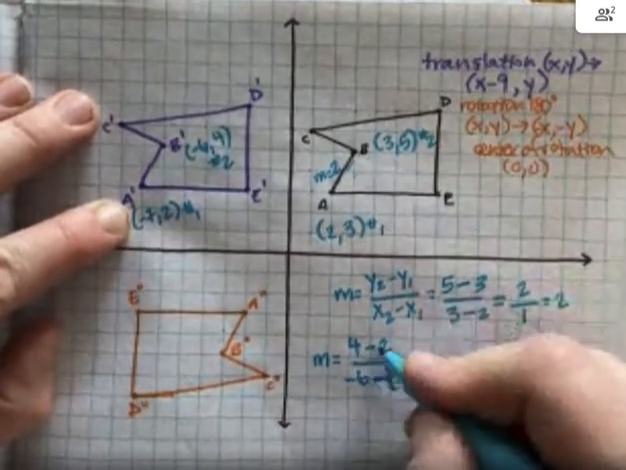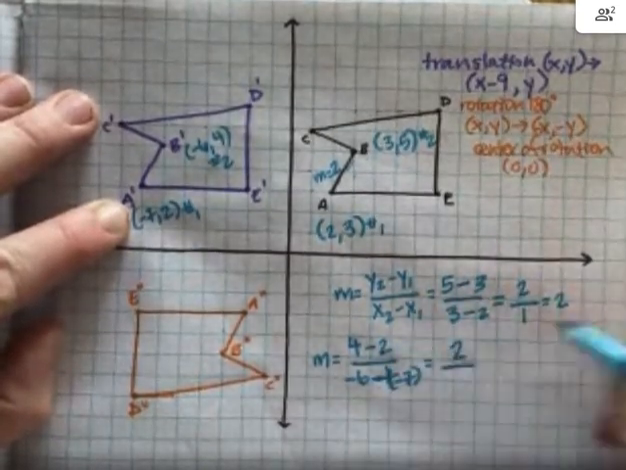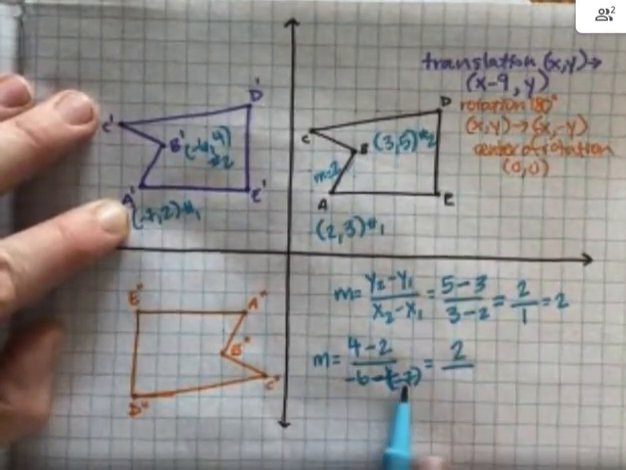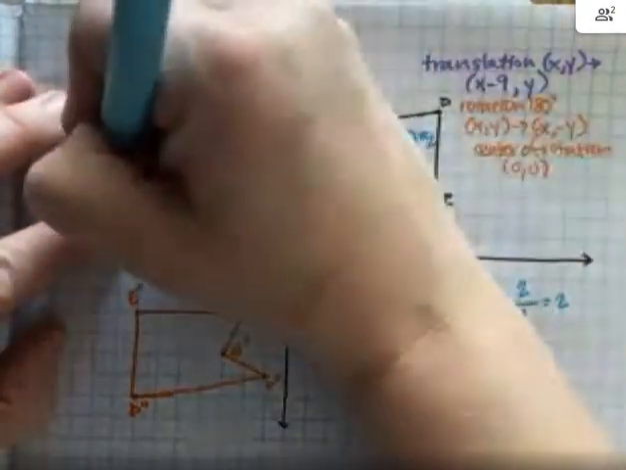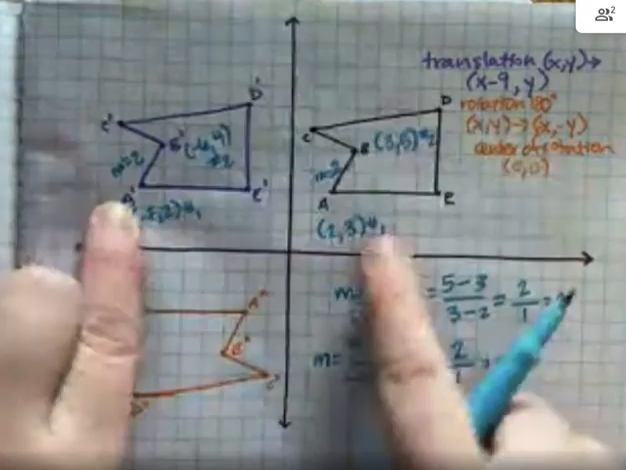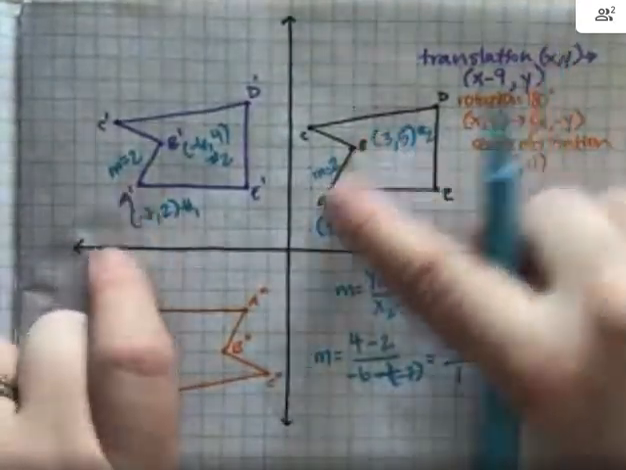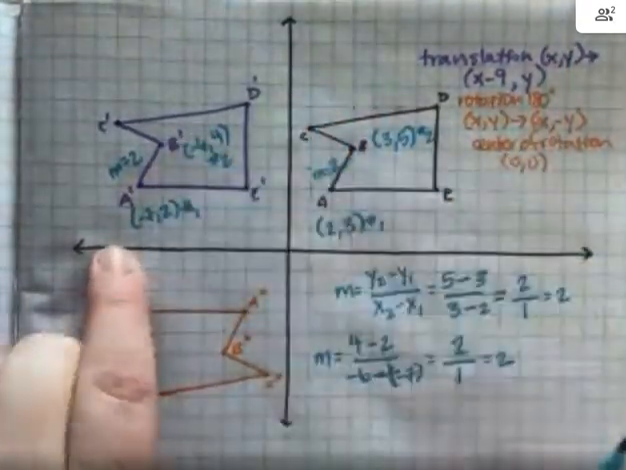So we'll say 4 minus 2 is 2, sorry. -6 plus 7 is 1. So my slope is also 2. So these lines here, AB and A prime B prime, have the same slope.